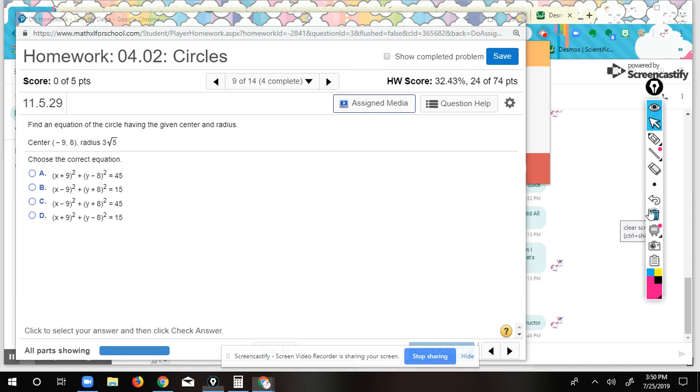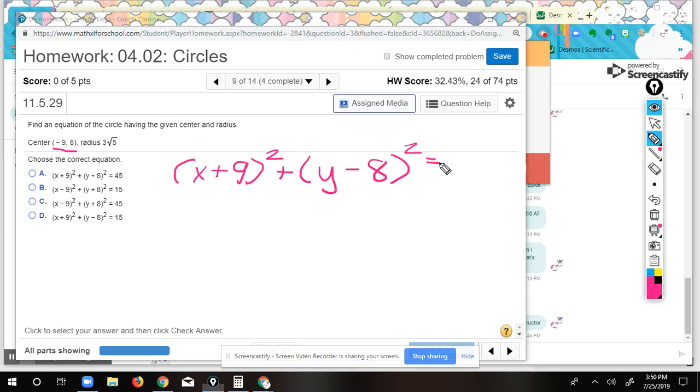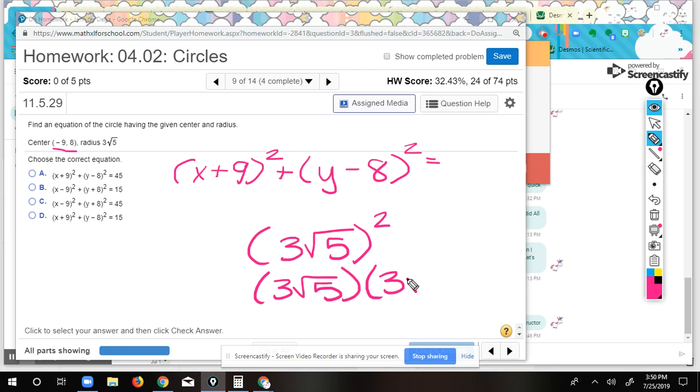Okay, number 9. So this one has a center of -9, 8, and a radius of 3 square root of 5. So same deal. When it goes into the equation, it's always the opposite. So we would look for a +9 in the equation and a -8. And then we want to square 3 square root of 5. And when you square that, that's like going 3 radical 5 times 3 radical 5.